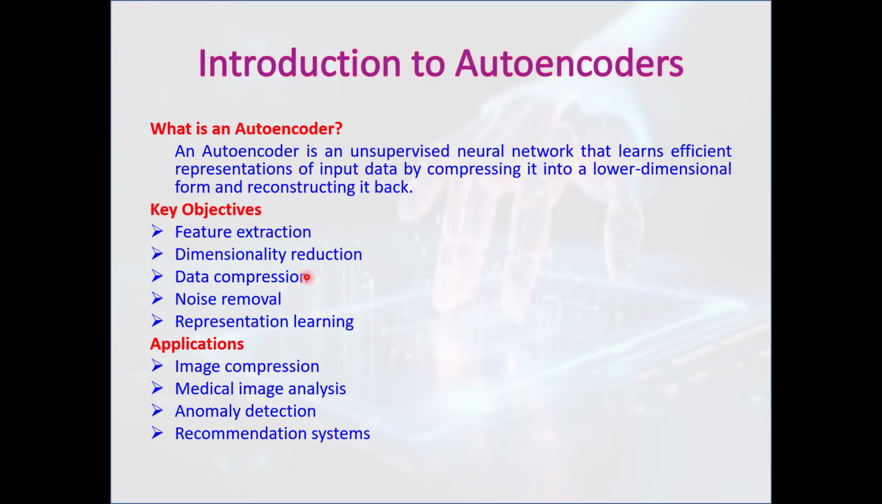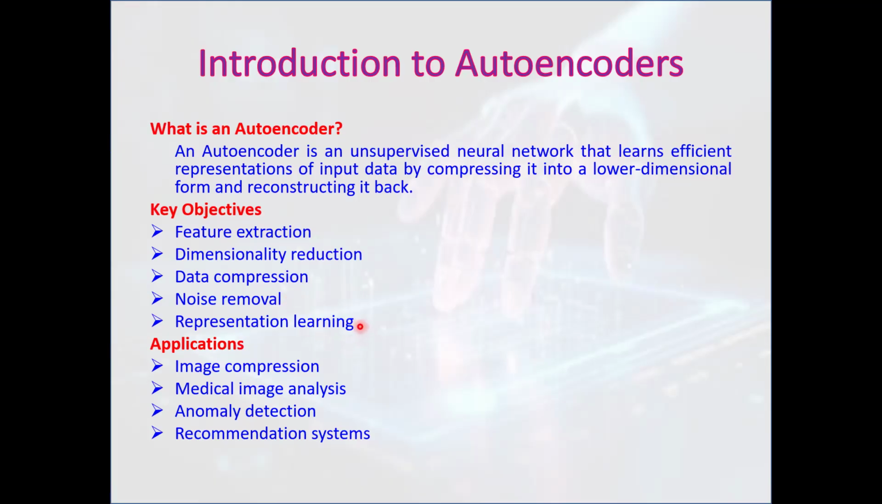Next, data compression. It involves representing information using fewer bits while retaining essential content. Autoencoders achieve compression by learning compact representations of data that can later be reconstructed with minimal information loss. Noise removal is the process of eliminating unwanted disturbances from data. Autoencoders, especially denoising autoencoders, can reconstruct clean signals from noisy inputs, improving data quality and reliability.